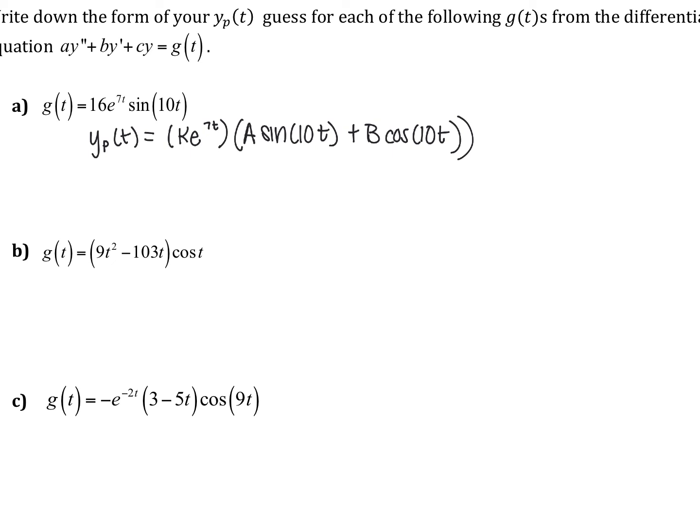All right. For one, A is very similar to the last one. So we would take that 16e^(7t), and that would be our ke^(7t). And then that sine of 10t portion would be a sin 10t plus b cos 10t. Do we do okay with that? They do expand. They get messy real quick. All right, what about the next one?